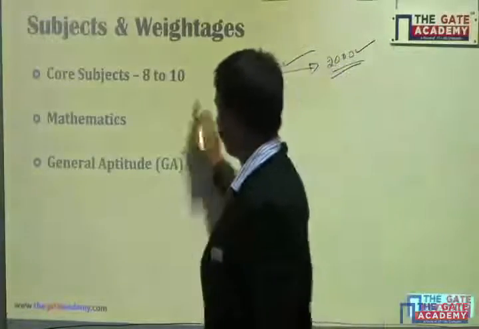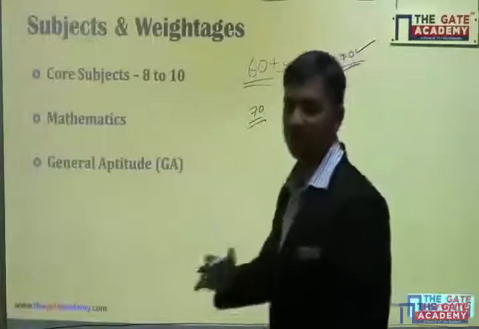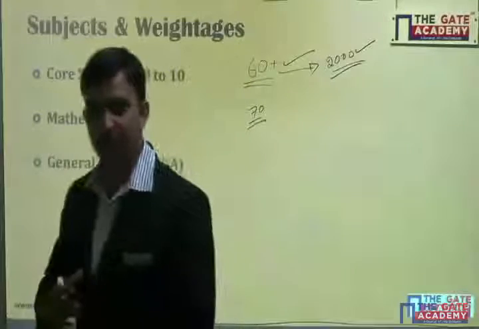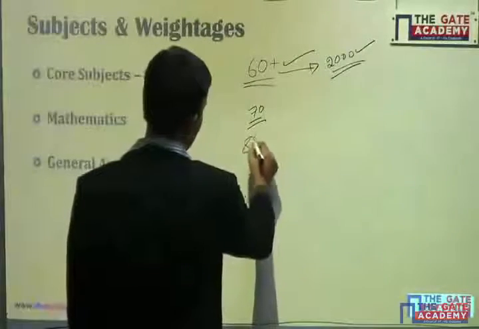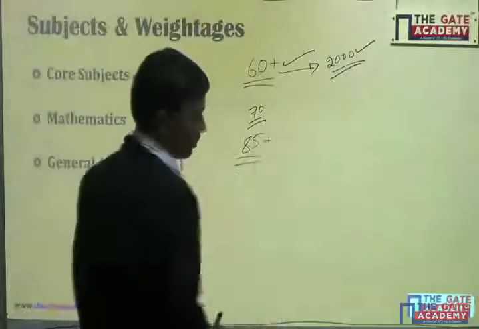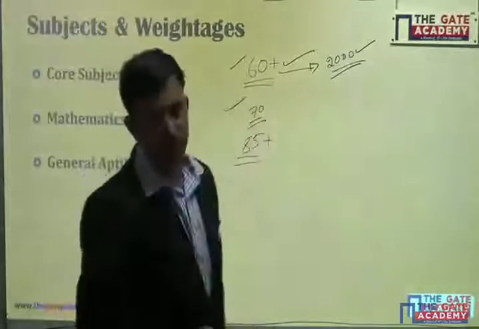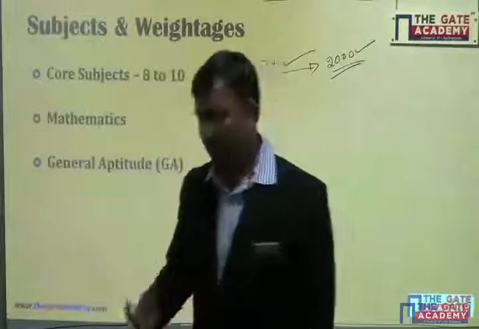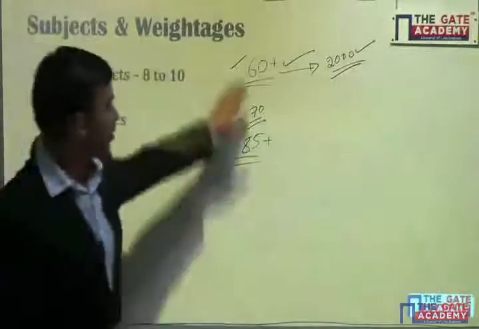If you get 70 marks, that is considered an average performance. The best performance is 85 plus. It is very easy to score 60 and 70 marks. If you just go through the previous year GATE questions, it is more than enough to score these 60 and 70 marks.